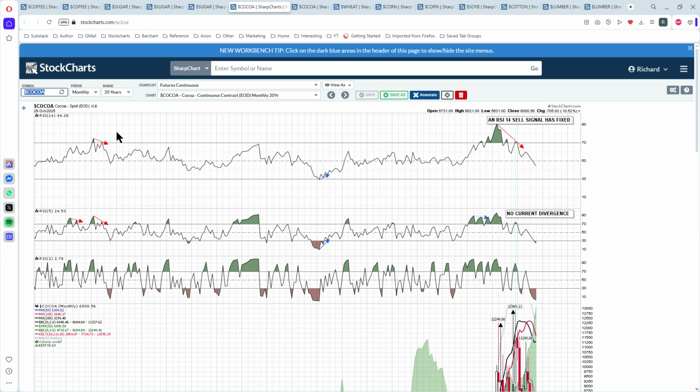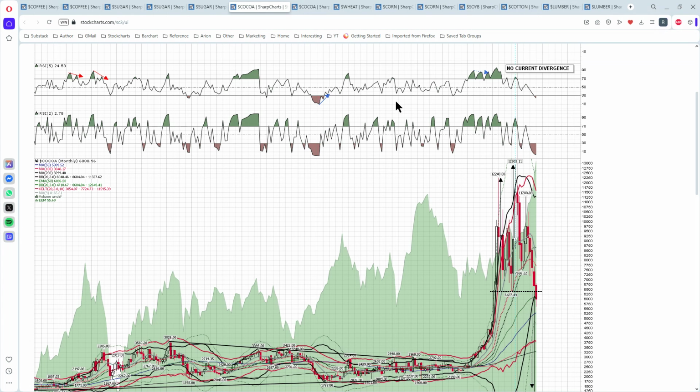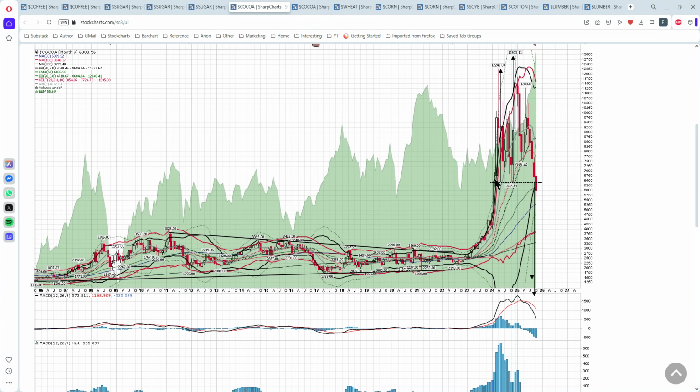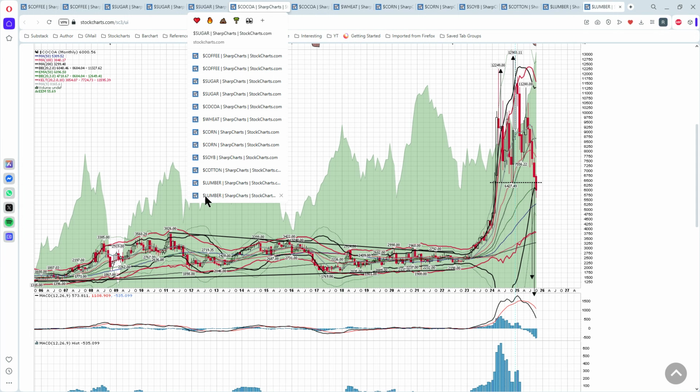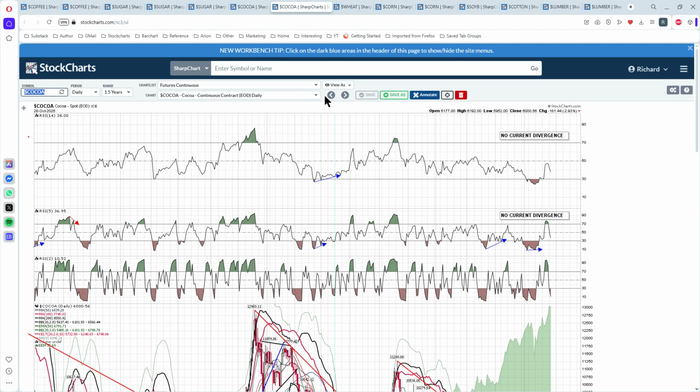All right, cocoa. We've got an RSI 14 sell signal fixed on the monthly. These generally would eventually make target, but it can often take a while. But really here, we've broken below a big support level at 427, and I think we may well just be continuing down. On the bigger picture, again, we are obviously well above normal trading ranges. In terms of the daily chart, no current divergence.